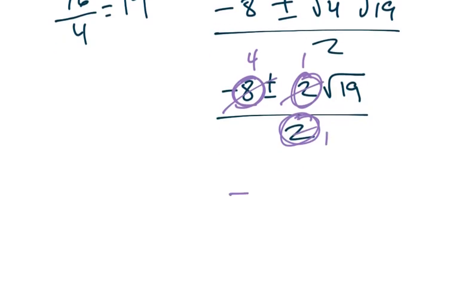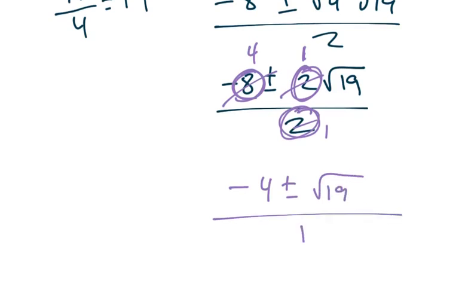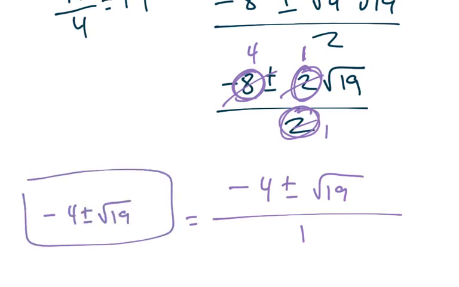So this becomes negative 4 plus or minus 2 square root. I'm sorry, I can't read my own handwriting. This is a 1, so square root 19 all over 1, which is just, I've run out of space, negative 4 plus or minus the square root of 19. And there's my final answer.